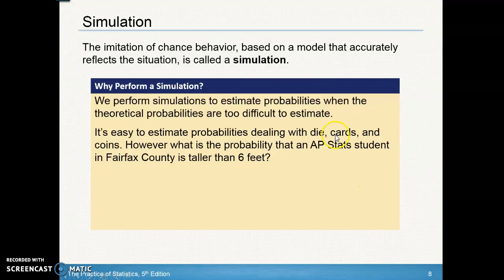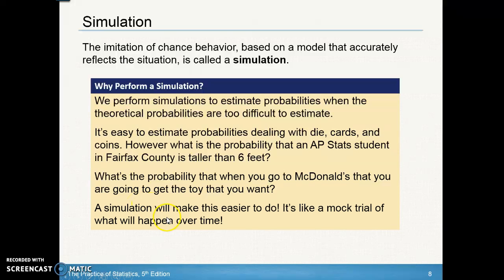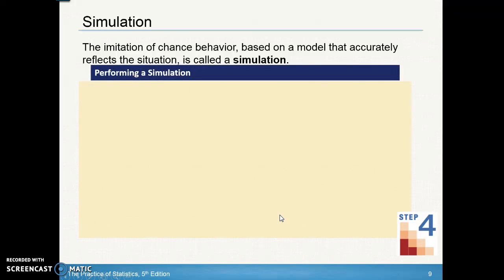So an example, what's the probability that an AP Stat student in Fairfax County is taller than 6 feet? Is it really practical to get a simple random sample of every single solitary student in Fairfax County and then figure out how many of them are taller than 6 feet? Okay, another one is, what's the probability that when you go to McDonald's that you're going to get the toy that you want? Okay, so what exactly is that probability? A simulation is going to make this easier to do. It's basically like a mock trial of what will happen over time.